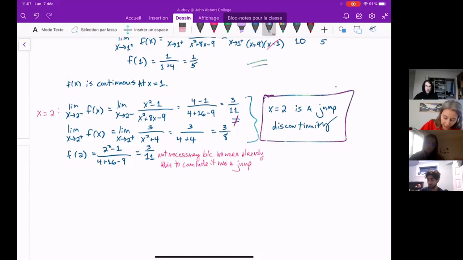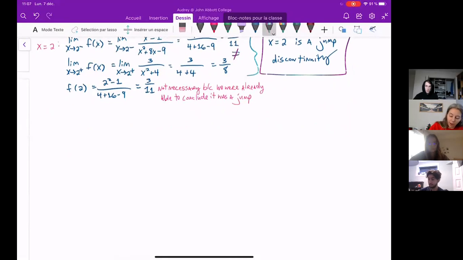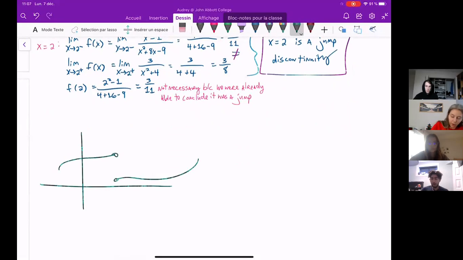So I just want to go back again and talk about why it's not necessary. As I was saying, if you have a graph like this, and on the left side you have it coming here, and on the right side you have it coming here, the possibilities for what f of 2 could be: does not exist, and then it would just look like this. It could equal the left-hand side, then we still have a jump. It could equal the right-hand side, then we still have a jump. Or it could just be a random other point. Do I still have a jump?